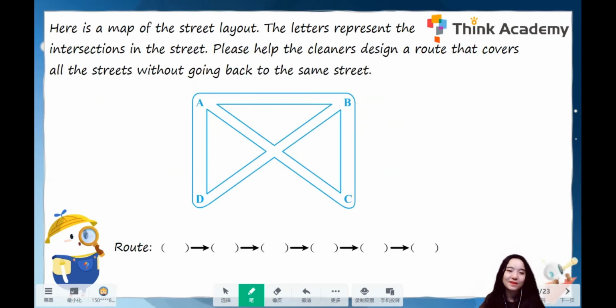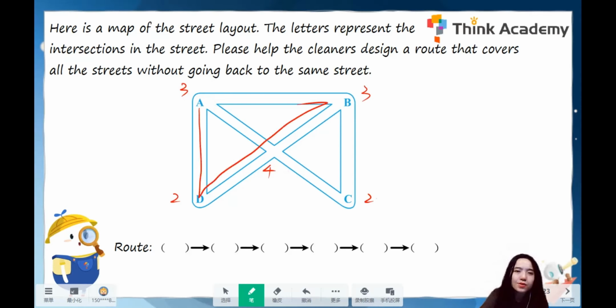That's for this problem. Based on the pattern we have found, let's see, can you draw this in one stroke? This is a map of the street layout. The letters represent the intersections in the street. Help the cleaners design a route that covers all the streets without going back to the same street. How to make it? For the odd points, here are, yeah, great. You will find we must be able to make it. And the starting point should always be an odd vertex.